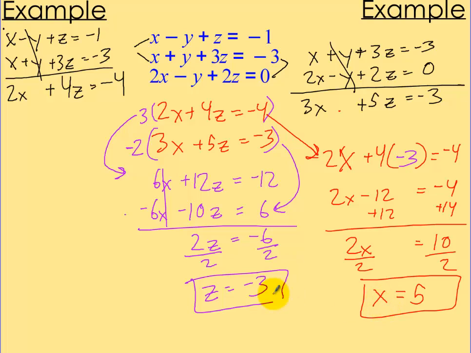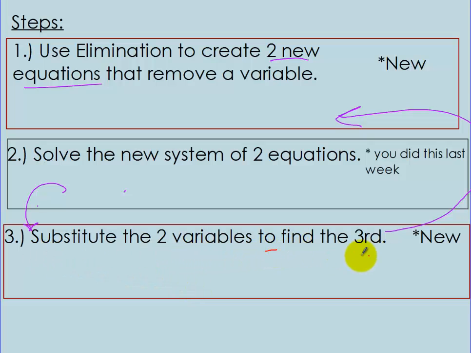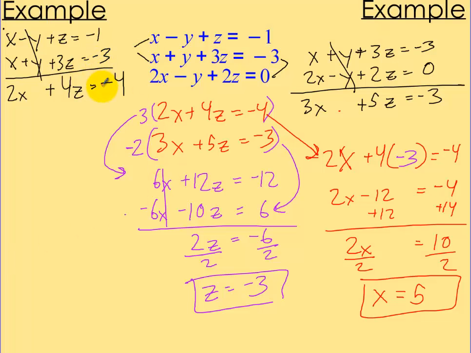Okay, x equals 5, z equals negative 3. Go back to that last step, and it says substitute the two variables to find the third. So I'm going to find the third. Just use one of the original equations. It doesn't matter which one. I'm going to do the top one. You can choose any equation you want, though. So it'll be x minus y plus z equals negative 1.